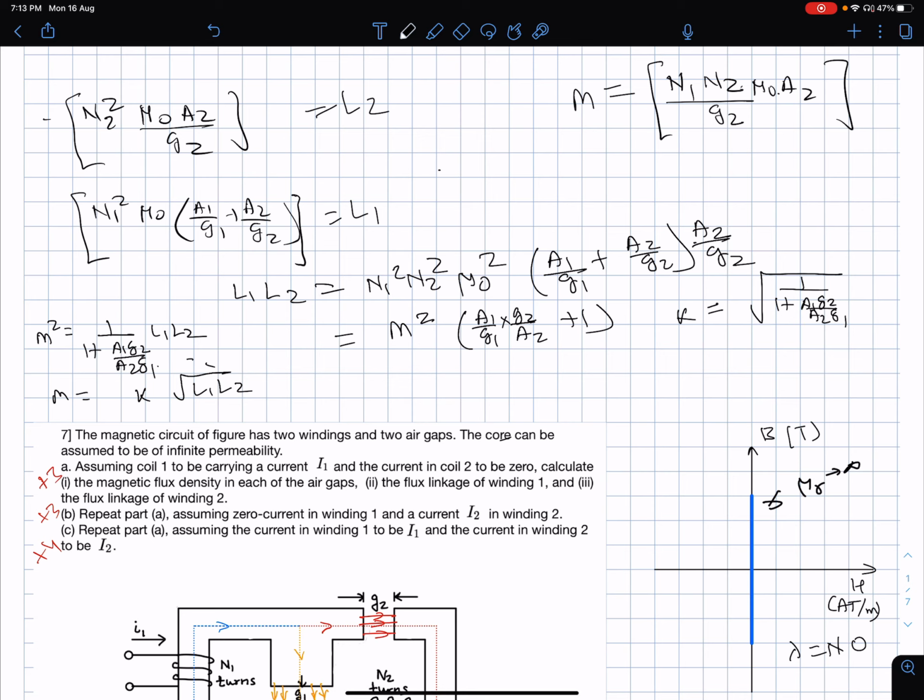Now because A1 G2 by A2 G1 is a positive number which you are adding to 1, this 1 plus it is a number greater than 1, sitting in the denominator. So 1 by this ratio is going to be a number which is less than 1, for example 1 by 1.1 or 1 by 1.2. If you take its square root, it will still remain less than 1. So this k, which is sometimes called the coefficient of coupling, is always less than or equal to 1.